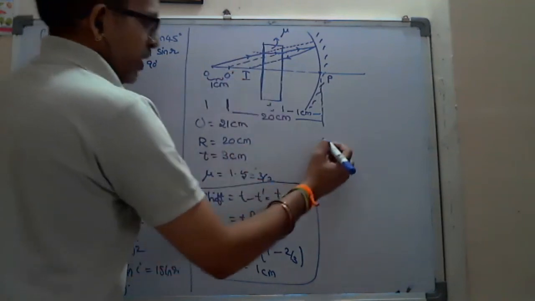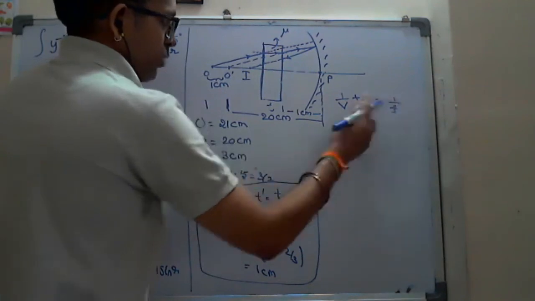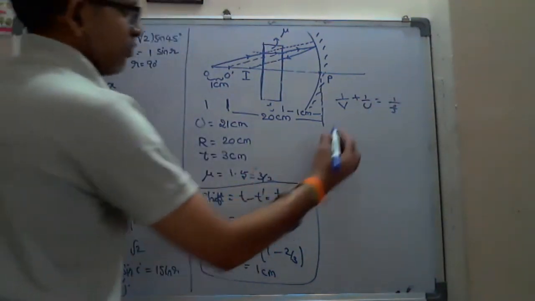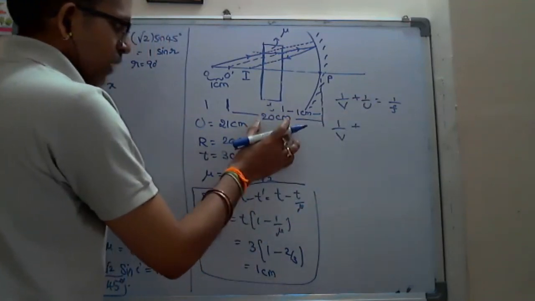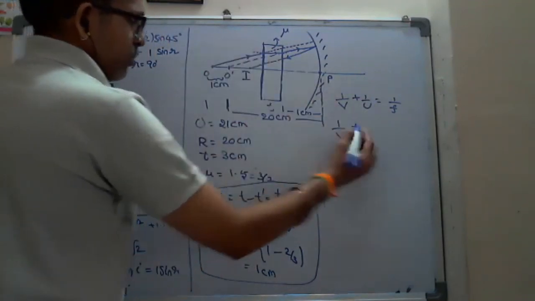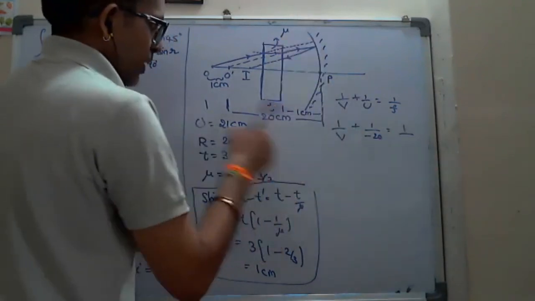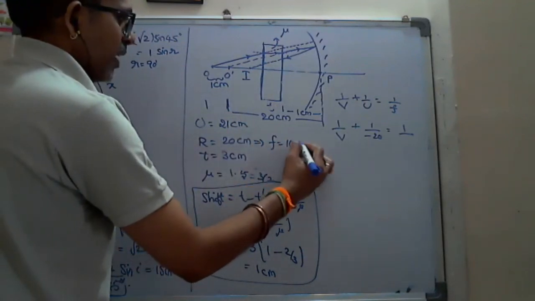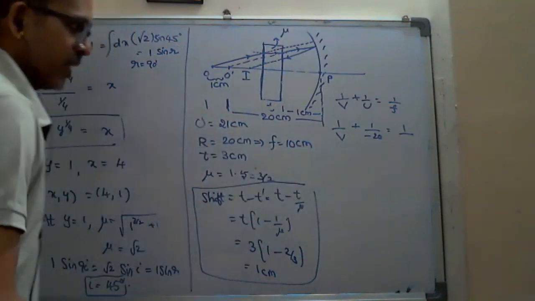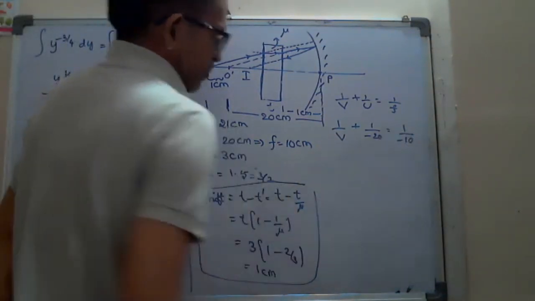So image distance means using your mirror formula, 1 by V plus 1 by U is equals to 1 by F. Then 1 by V plus 1 by U. U is 20, not 21. That is left side of the mirror, that is minus 20, sign convention. Is equals to, this is concave mirror. Radius of curvature 20 means focal length is 10, R by 2, that is 10 centimeters. So here focal length is negative, that is minus 10 centimeters.